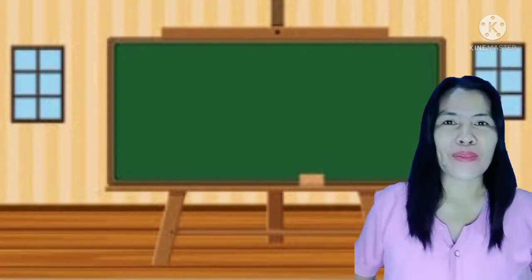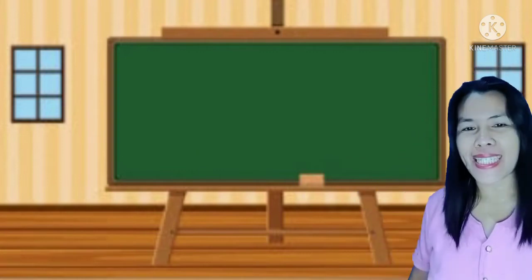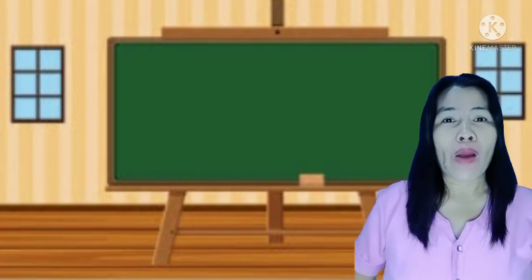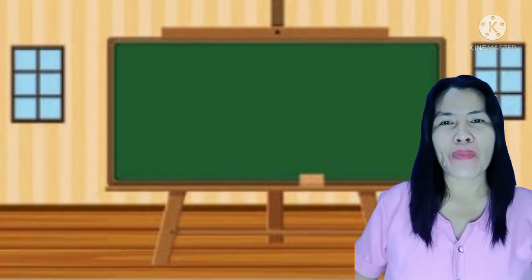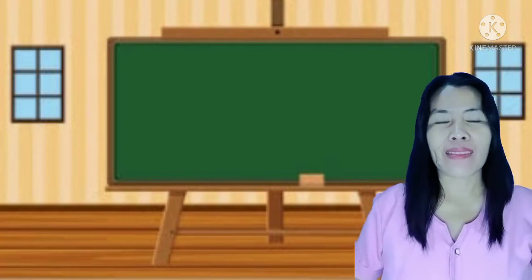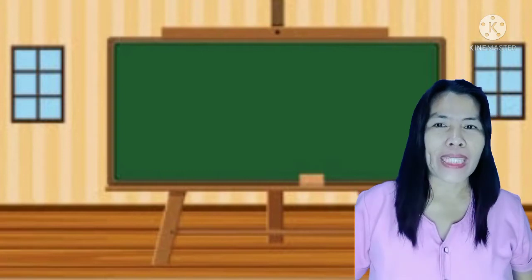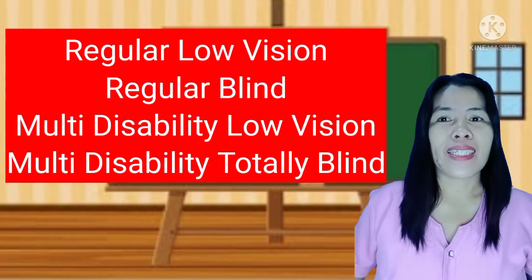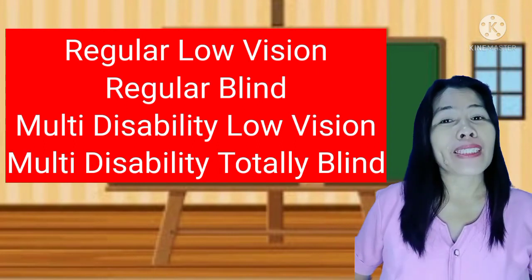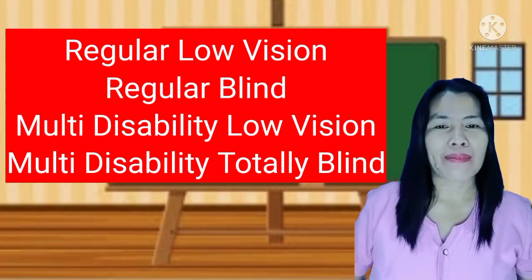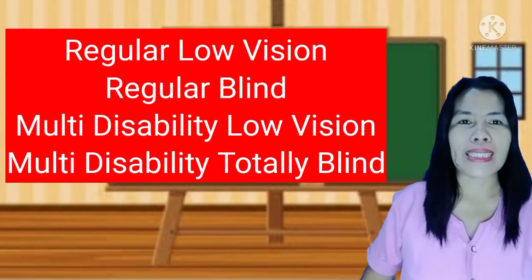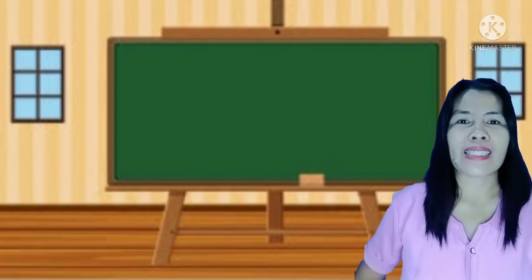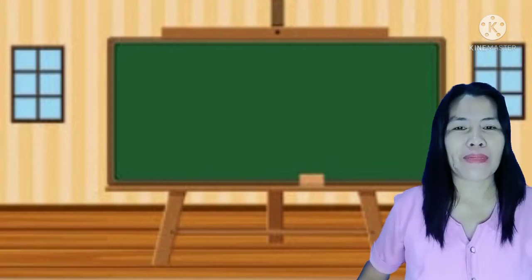Today, the group of teachers teaching the visually impaired learners will present our output in crafting our teacher-made psychoeducational assessment, particularly for the visually impaired learners, which comprise the regular low vision, the regular blind, the multiple disability low vision or MDLV, and the multiple disability totally blind or MDTB, that we come up with the checklist that ranges across these disabilities.